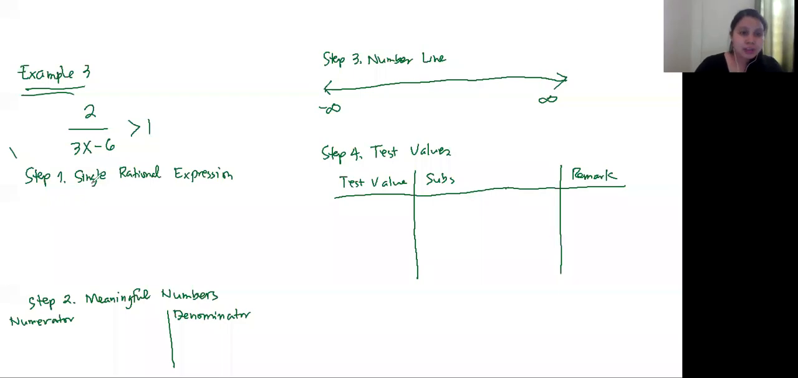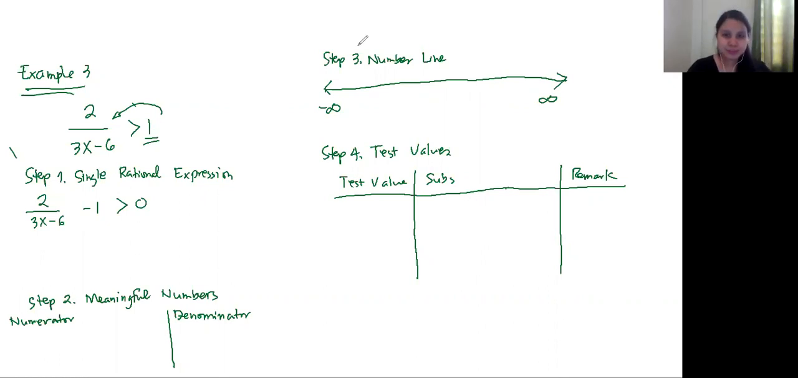Okay. The first step is to write it as a single rational expression. If you notice, the left-hand side is a single rational expression, but the right-hand side is not 0. So we need to make the right-hand side equal to 0. We need to do transposition. We'll have 2 over 3x minus 6 minus 1 greater than 0.